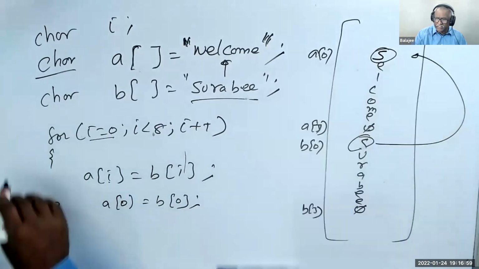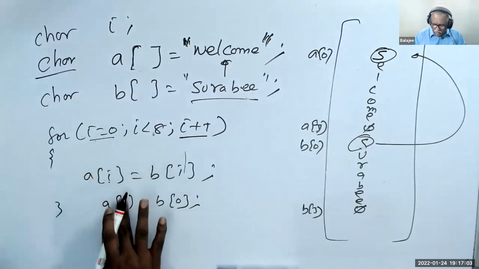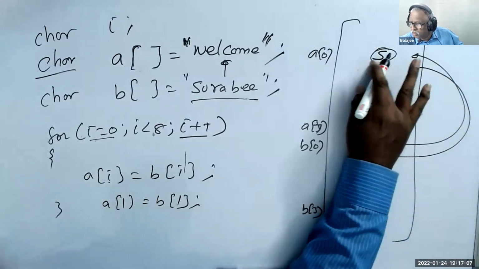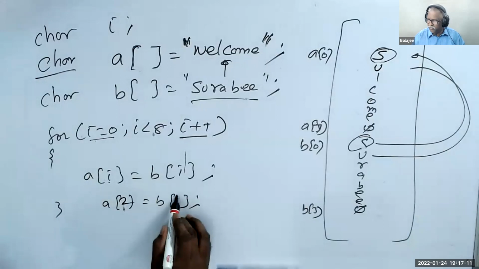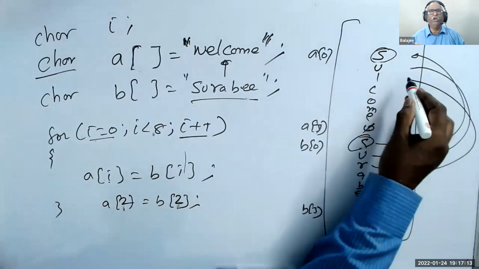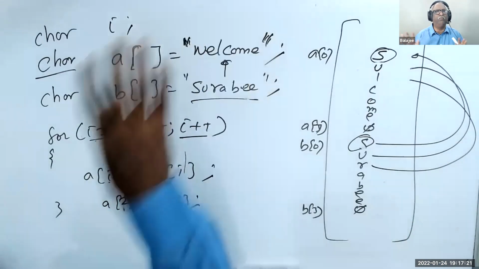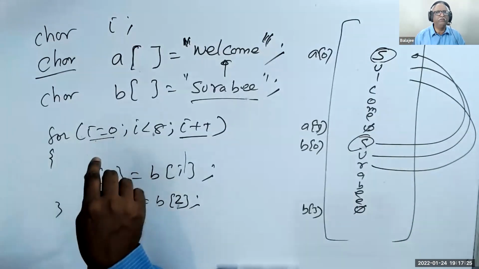Then when I is incremented, I becomes 1 now. So A of 1 equals B of 1. U will go. Then A of 2 will get B of 2. R will go. You have to move one by one. There is nothing in C to move the entire string at once. It's not possible. The entire string cannot be moved. It has to be moved only one by one.